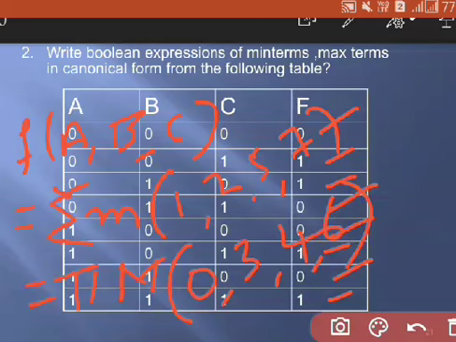So these are the standard sum of products canonical SOP form and POS form for a given truth table. So depending upon which input combination you are getting the output as 1, based on that you will be writing standard canonical SOP form, and for which input combinations you are getting the output as 0, based on that you can write the standard POS form, product of sum form.